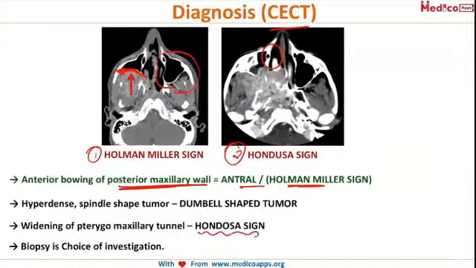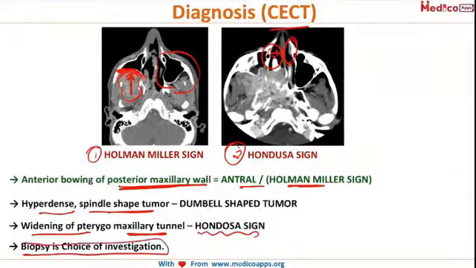The next one is the Hondousa sign. That's nothing but the widening of the pterygomaxillary tunnel. As you can note, there is a widening of this tunnel. That's nothing but the pterygomaxillary tunnel, which is much thinner over here. Okay, and there is a hyperdense spindle shaped tumor which typically has a dumbbell shape. You can note over here, somewhat has a dumbbell shape, and obviously tissue is the gold standard, so biopsy will be the choice of investigation to confirm the diagnosis.